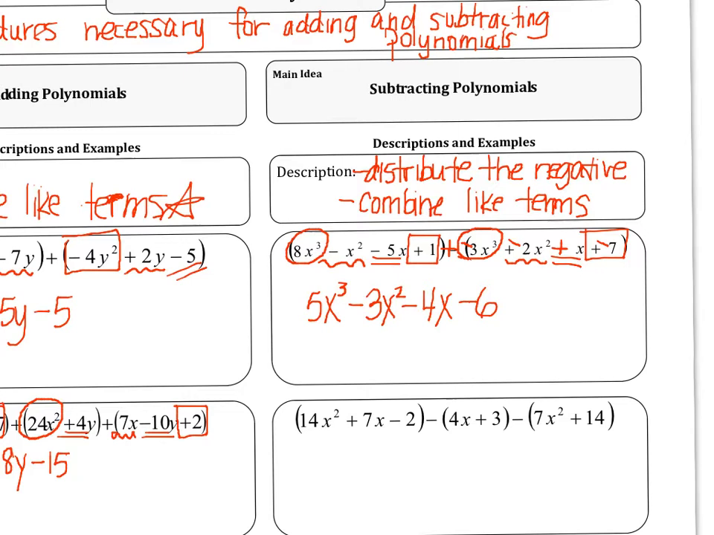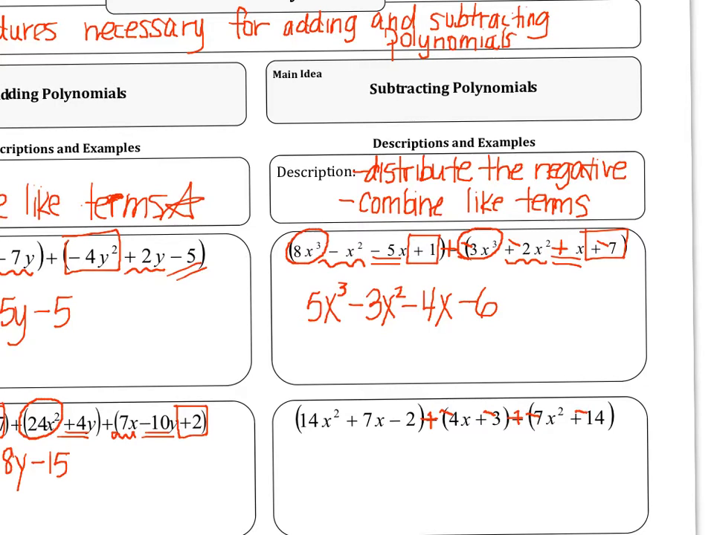Let's look down at the next one. So again, it's subtraction. I'm going to change my subtraction signs to addition. Then everything behind it will become the opposite. That's negative 4x and that's negative 3. Okay, here's a new set of parentheses with a minus sign in front, so I'm going to change this to addition. Then everything in these parentheses becomes the opposite, negative 7x squared and negative 14.